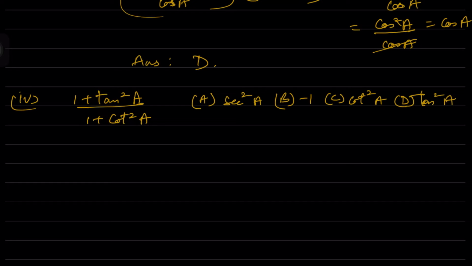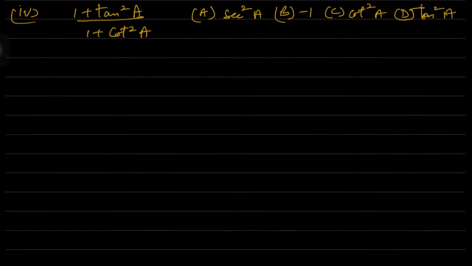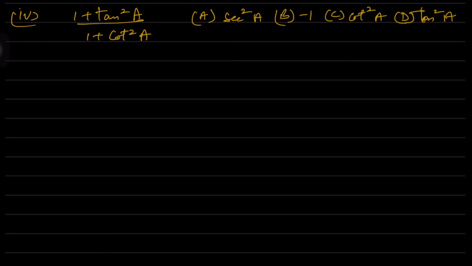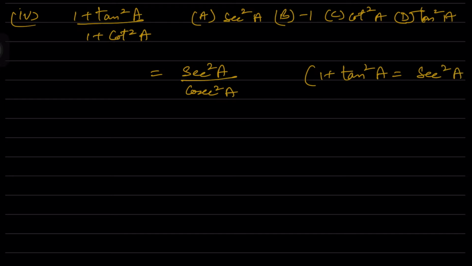So now what will we get over here? We'll just see. This can be written as secant square A by cosecant square A, since 1 plus tan square A is equal to secant square A. This is one of the identities which we used, and one more identity is 1 plus cot square A is equal to cosecant square A.